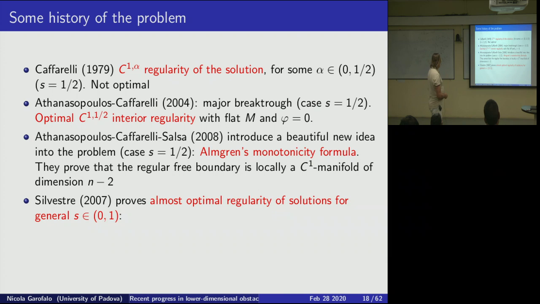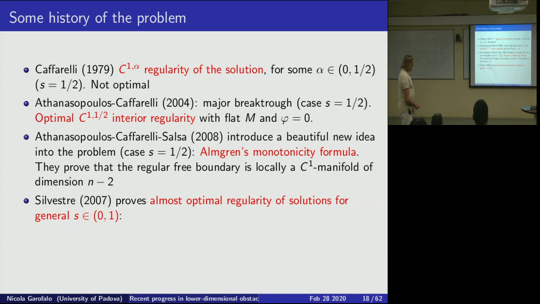In 2008, Athanasopoulos, Caffarelli, and Salsa introduced a beautiful new idea into the problem, still in the case s equal 1/2. They introduced this Almgren monotonicity formula, which I will describe in detail in a moment, and they proved some fine properties of the free boundary. So they show that the regular free boundary is locally a C^1 manifold of dimension n minus 2. Remember that the free boundary is a subset of a codimension 1 manifold. So in its best possible case, it can be a smooth surface of codimension 2.